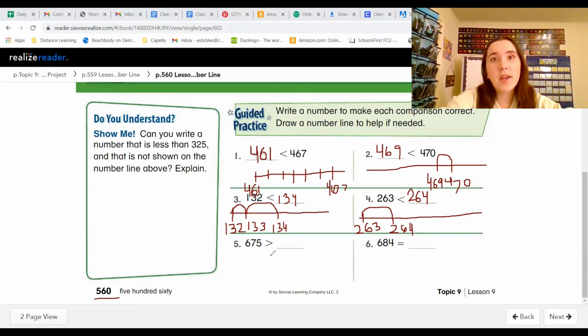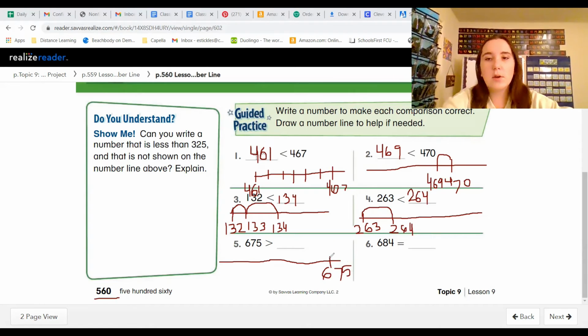675 is greater than some number. So let's draw our number line. Now we have the bigger number in this situation because 675 is greater than, remember the mouth is eating the bigger number. So I'm going to put it down here at this end, which means we need to count backwards by 1 or take away 1 to find a smaller number. So 675 minus 1, what would that be? Any ideas? 674. Yeah. So 674 could be our number.